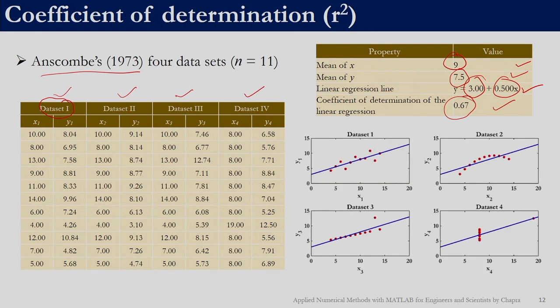But if you see over here, the fit is kind of good. In this case, definitely a straight line is not capturing it well. Look at this case: because of just one point, instead of getting a vertical line, we have got this line with a slope. And here also the fit is not really good. But in all the 4 cases, the regression coefficient is 0.67.